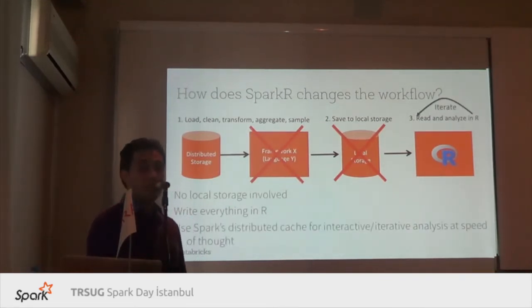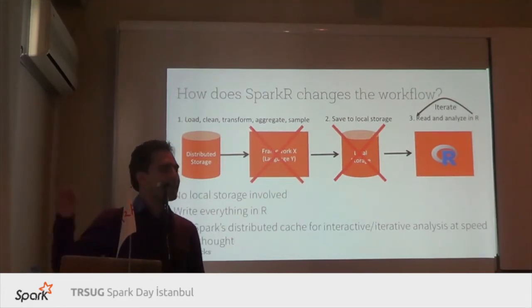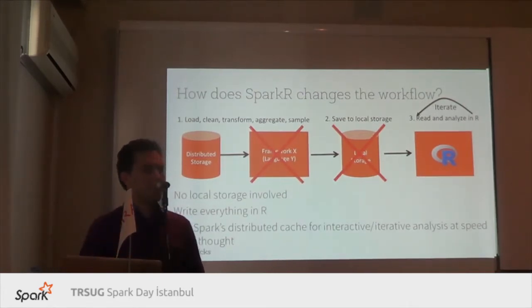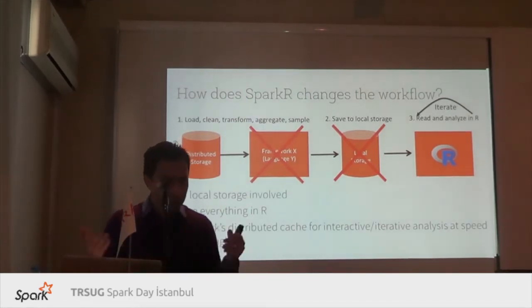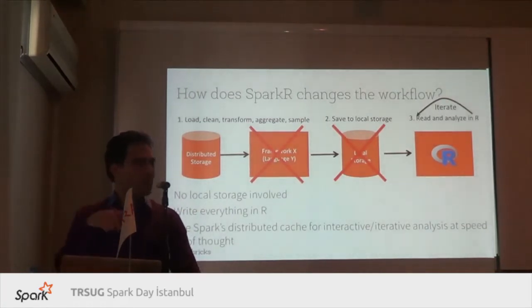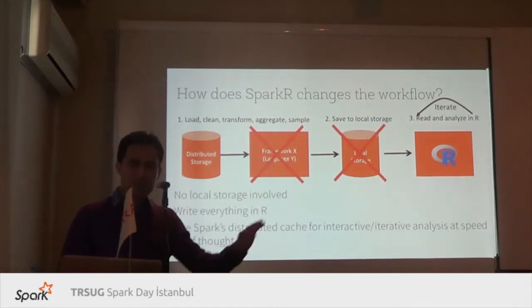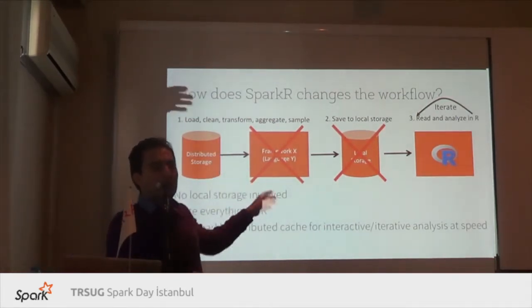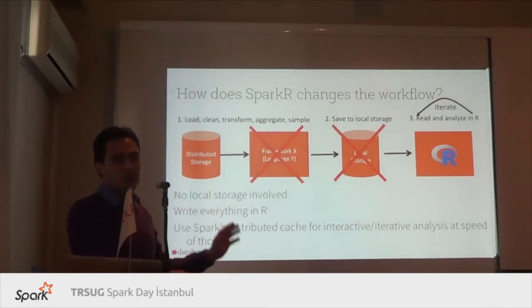And finally, because Spark has this distributed caching mechanism, you can cache your distributed data in memory and interactively query it and analyze it. So you cache your data once, that might take a few minutes or even longer. After that, you query it, and if that's not the right thing, you just query it again and again and again, and each query takes a few seconds. So this is the new workflow of data science with SparkR.